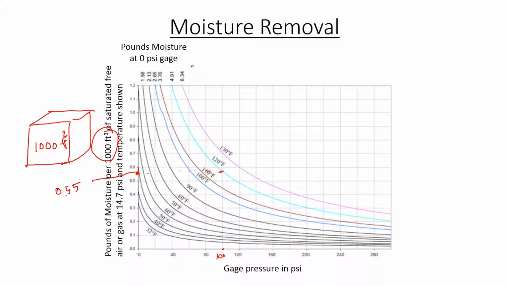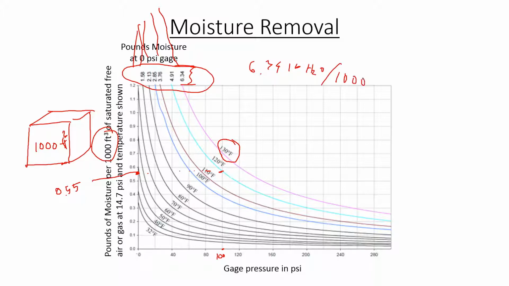Now these numbers, like this 6.3, are at 0 psi. This thing would kind of extend this way, but we cannot just keep doing it. It's too big a figure. So only these values are given for 0 psi. So at 0 psi, 130 degree Fahrenheit, gas can contain up to 6.34 pounds of moisture for every 1000 feet cube.